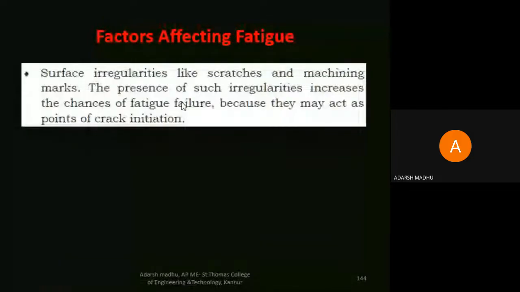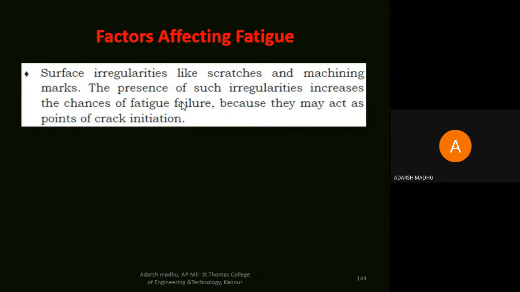And what are the main factors affecting fatigue? So we can discuss it one by one. First of all, the main factors affecting the fatigue, we can divide into some points. First one is surface irregularities like scratches and machining marks.